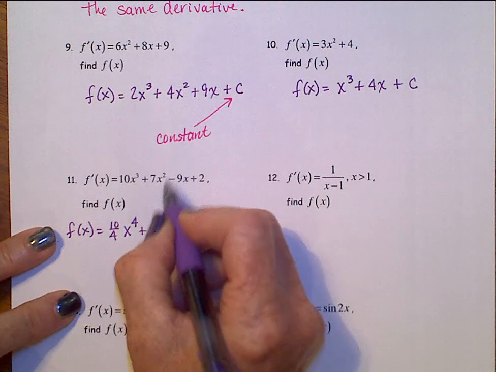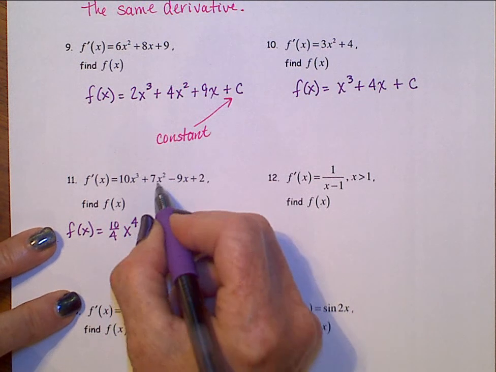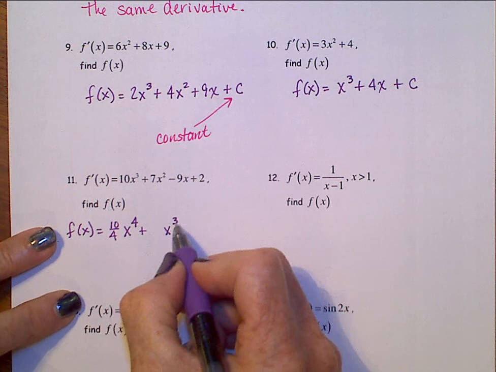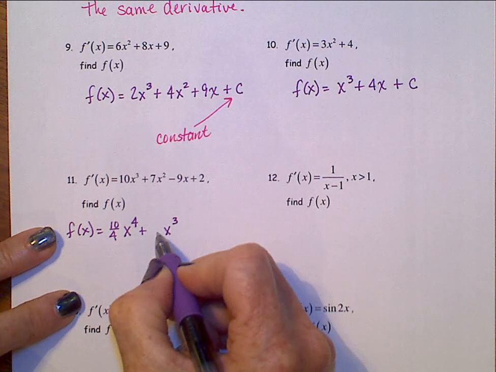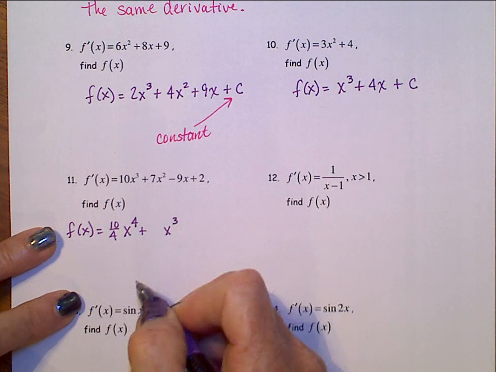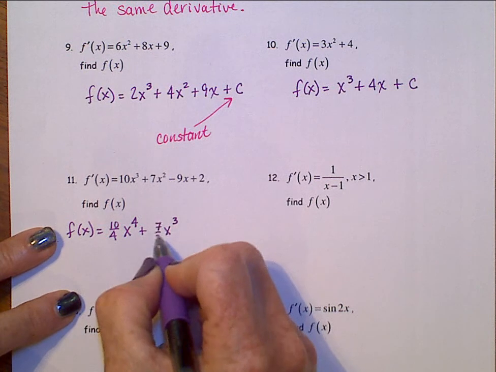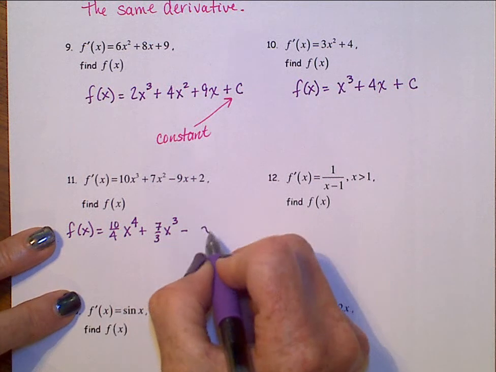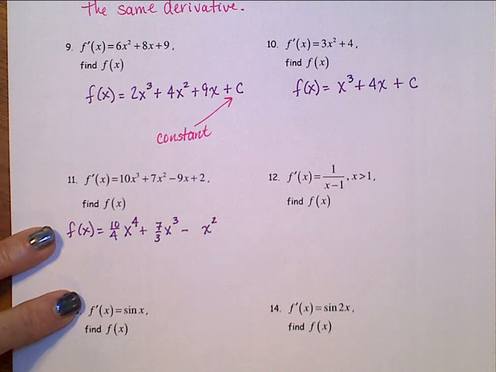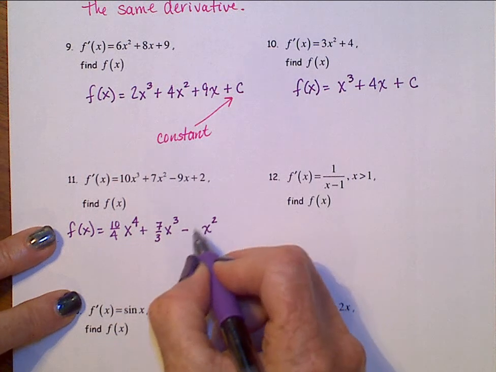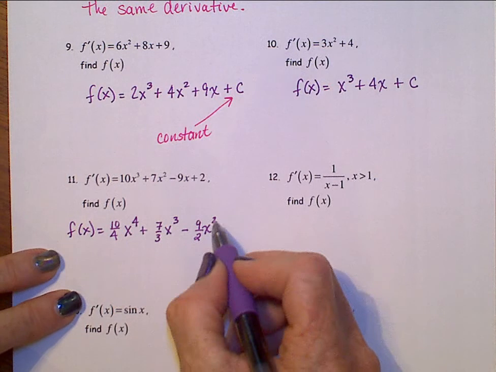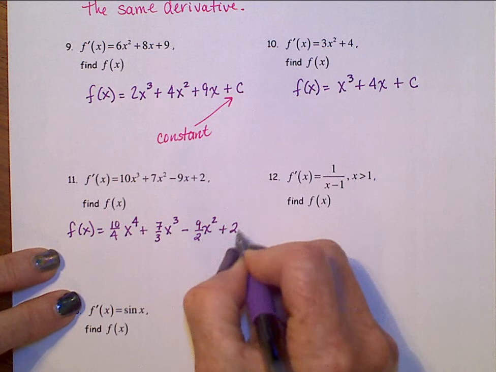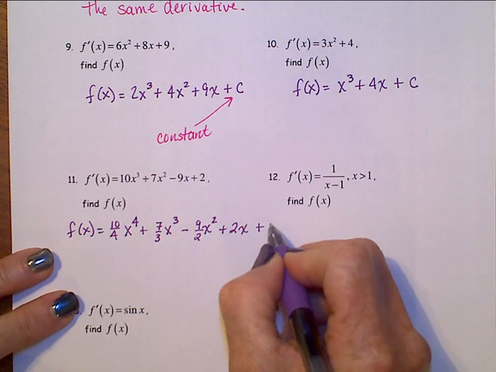And then for this 7x squared, the derivative, in order to get that 7x squared, we must have had an x cubed. So what would have to be down here so that when we bring the 3 down, we get a 7? How about 7/3? Likewise, with this 9x, that must have come from a x squared. When we pull that 2 down, this must have been a 9 over 2, because 2 times 9 over 2 is 9. And then plus a 2x, and don't forget the constant, plus c.